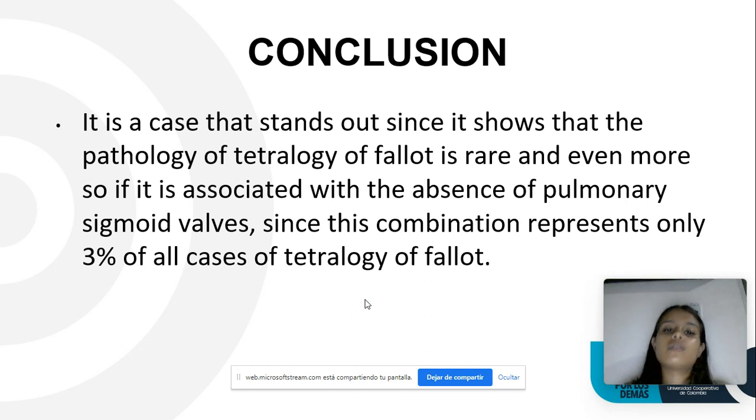that stands out the signs. It shows the pathology of tetralogy of Fallot. It's rare, and even more so is the association with absence of pulmonary sigmoid valves, since the combination represents only 3% of all cases of the tetralogy of Fallot. And thank you.